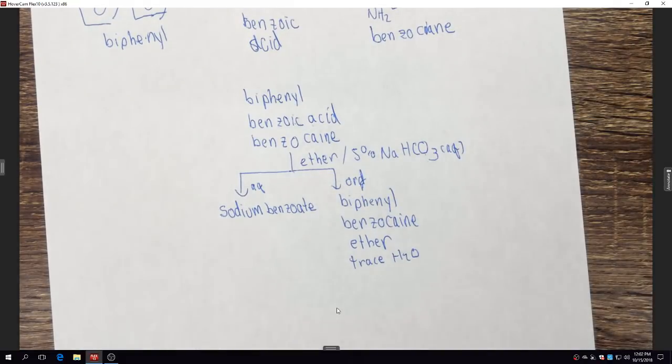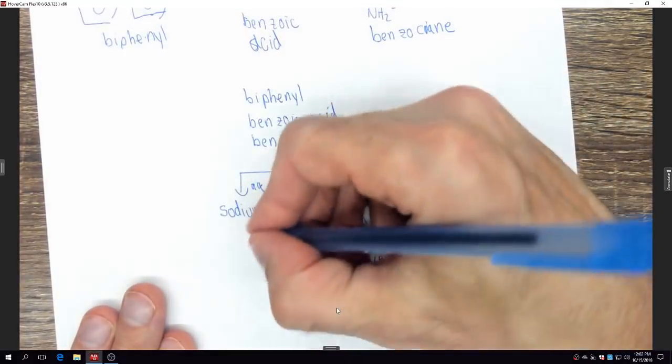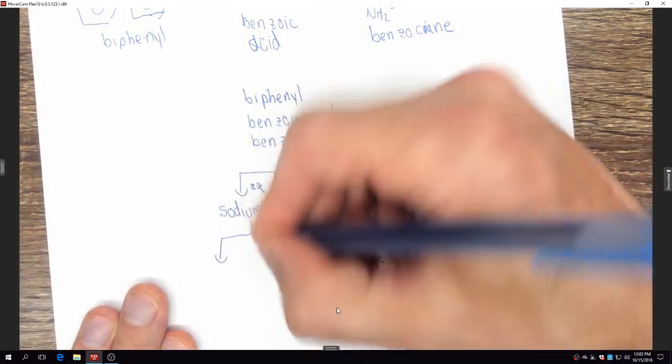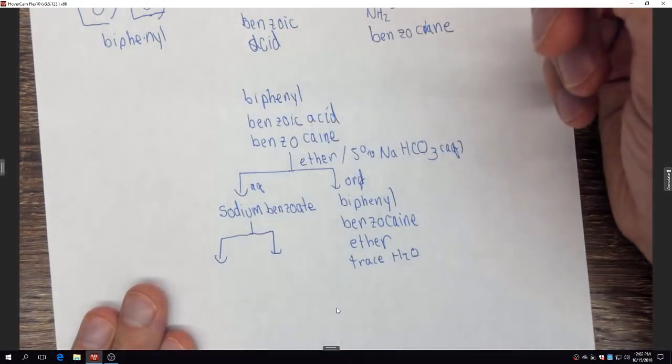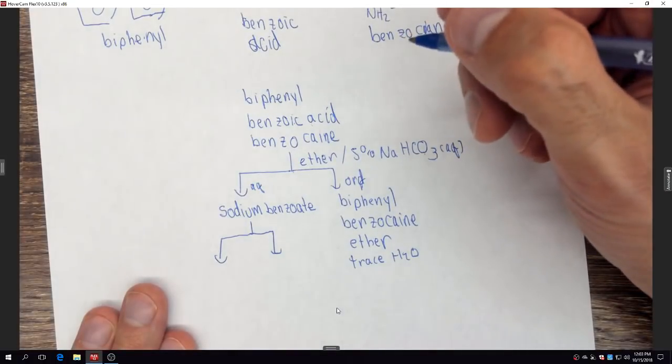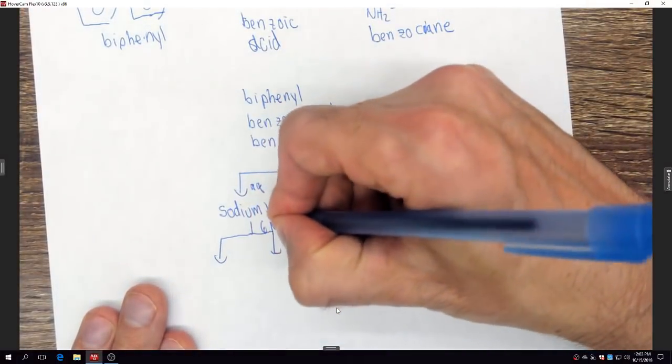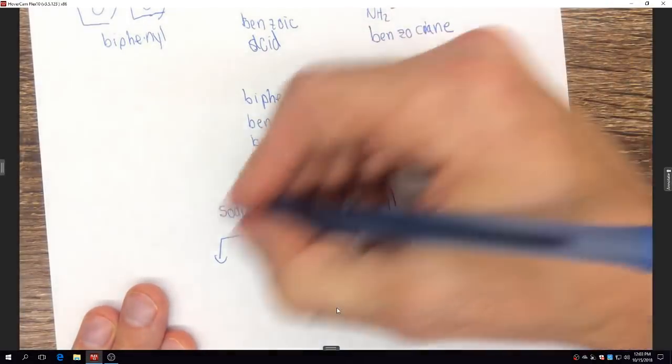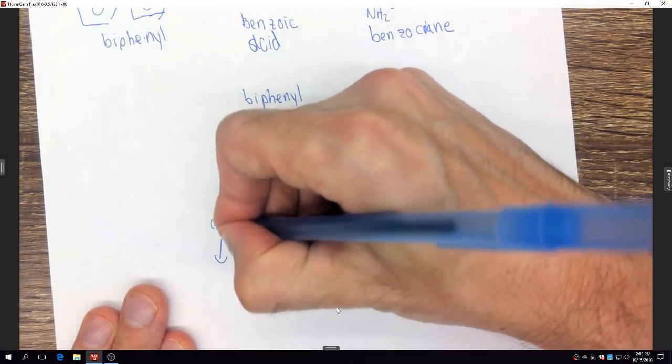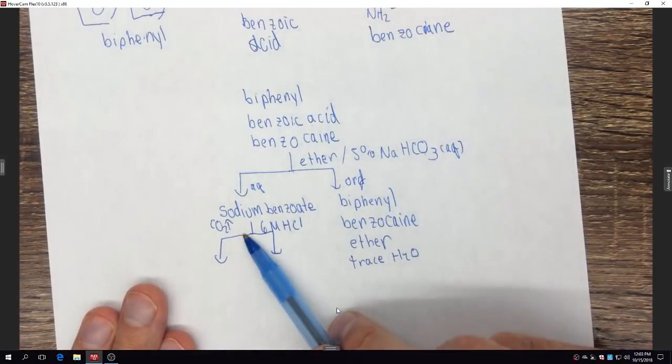We drain that off. We get rid of the ether, right? We separate it completely from the ether. What do we add to get it back? 6 molar HCl until it's acidic. I should mention that this also will have CO2 bubbling out, so you again have to be careful.